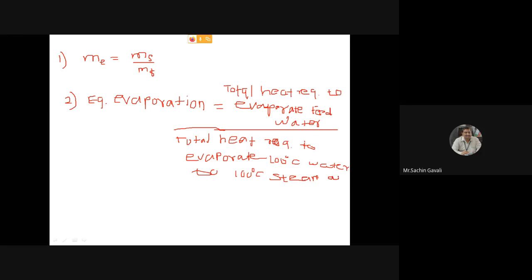And the pressure is at 1 atmosphere. Okay, so this is the definition and formula. Now who will tell me the formula? Total heat required to evaporate feed water: whatever steam is generated from the boiler has enthalpy Hs, and the feed water we supply to the boiler has enthalpy Hw, so Hs minus Hw.